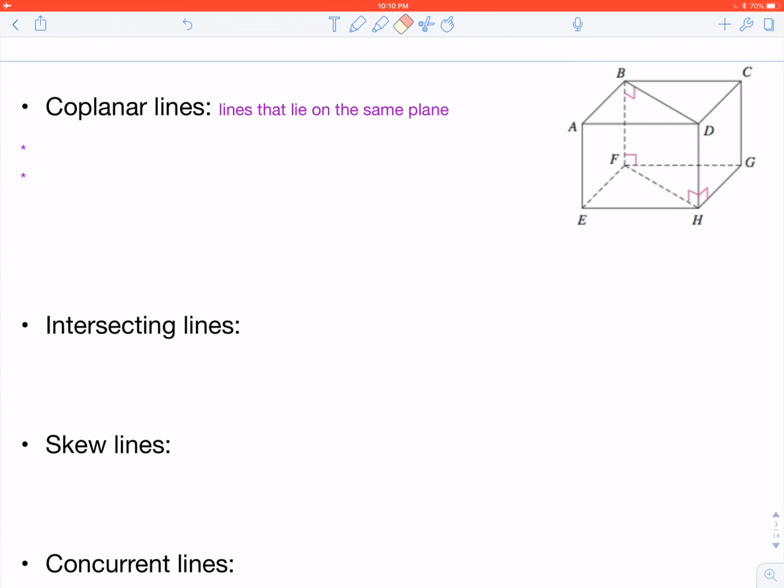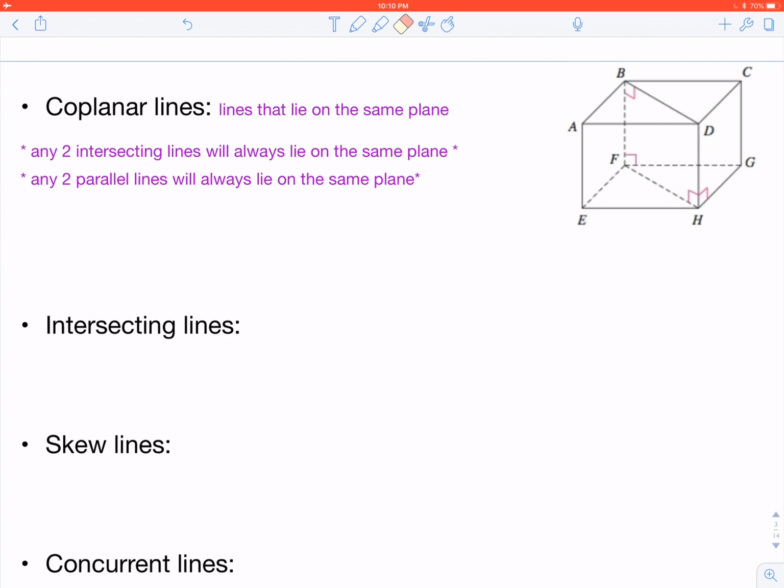Coplanar lines, these are going to be lines that lie on the same plane. A comment here, actually 2 comments. Any 2 intersecting lines are going to always lie on the same plane, and any 2 parallel lines will always lie on the same plane. We're going to talk here about intersecting lines next, and we'll talk about parallel lines here in just a moment.